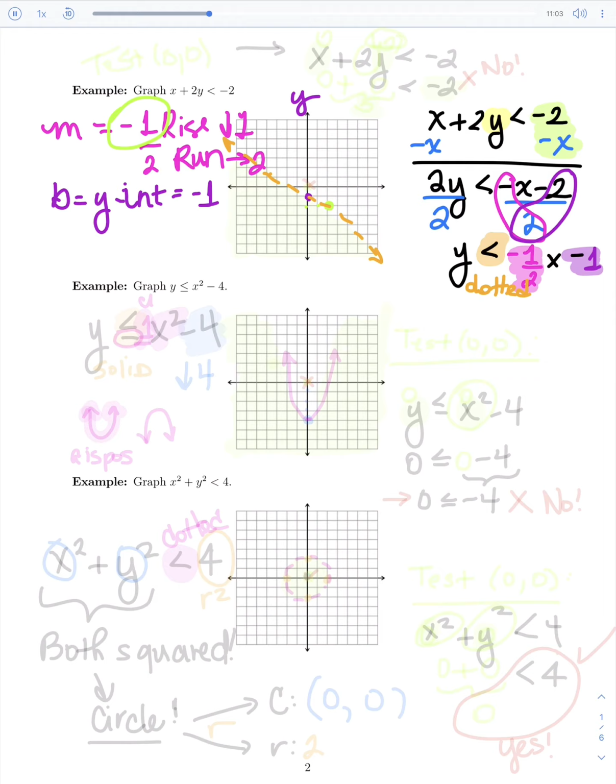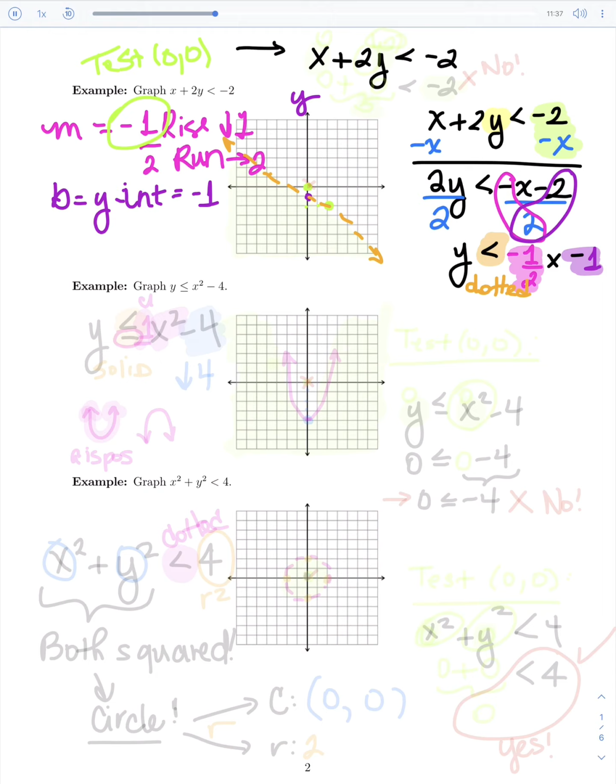The question now becomes, which side of the line are we actually going to shade in? Well, we need to pick a point to test. Remember, the point cannot be on the line. I'm going to pick the easiest point I can pick, which is 0, 0, and we've got to test it. So we're going to test 0, 0 by plugging it into the original inequality, which was x plus 2y is less than negative 2.